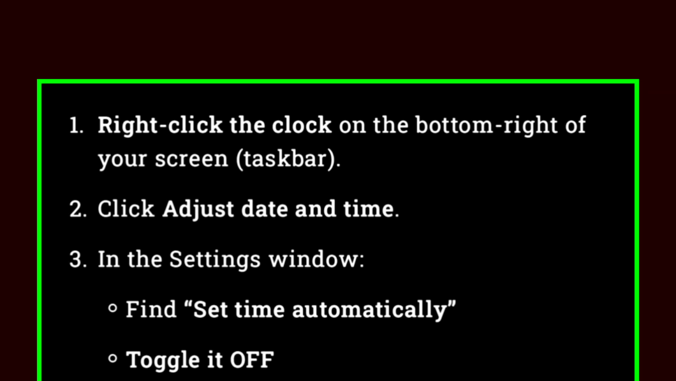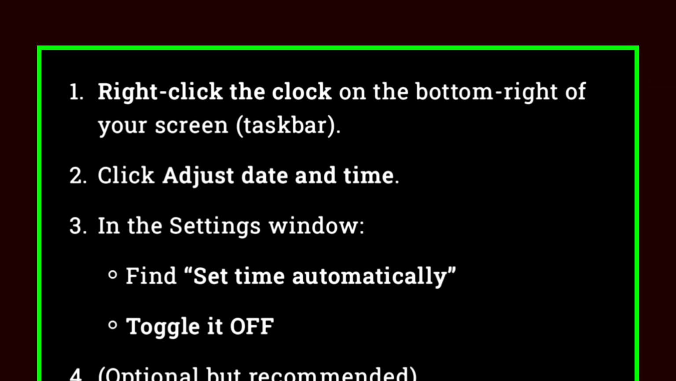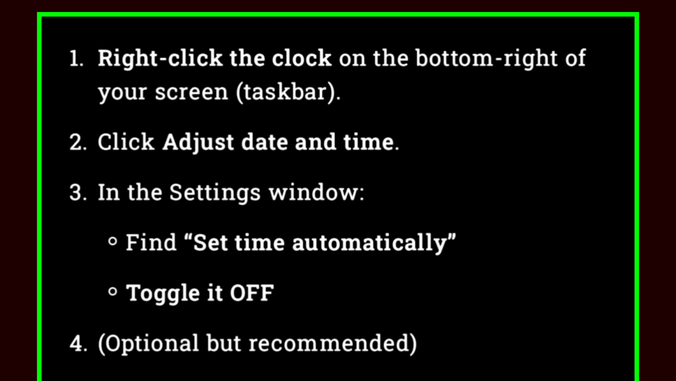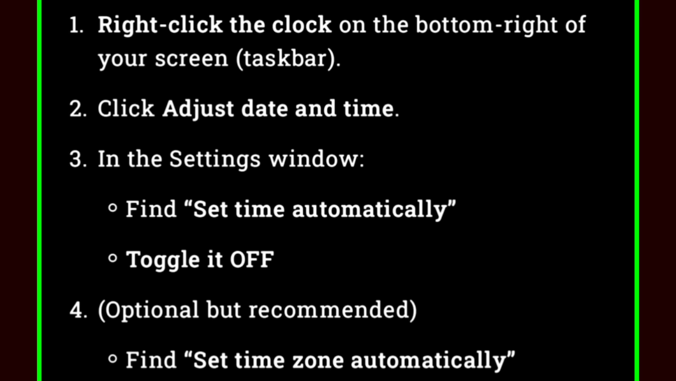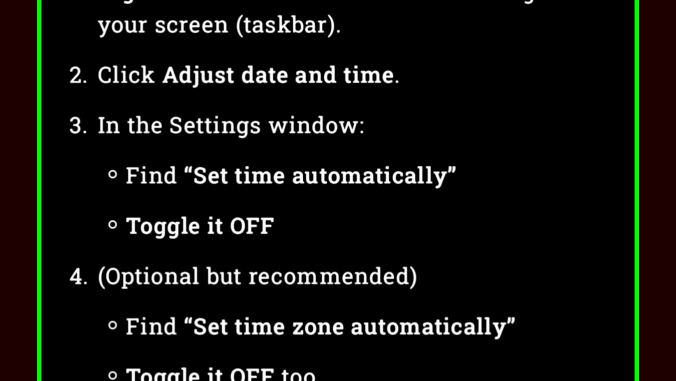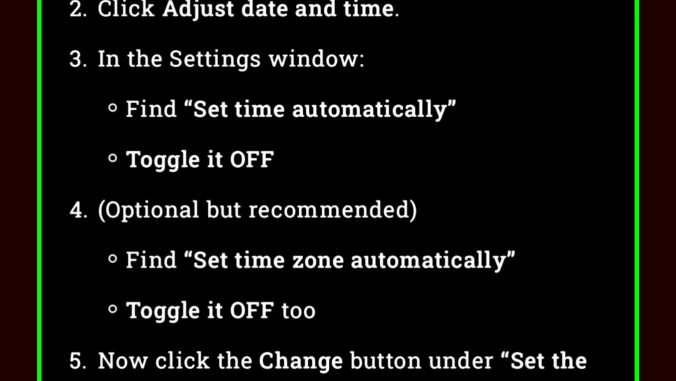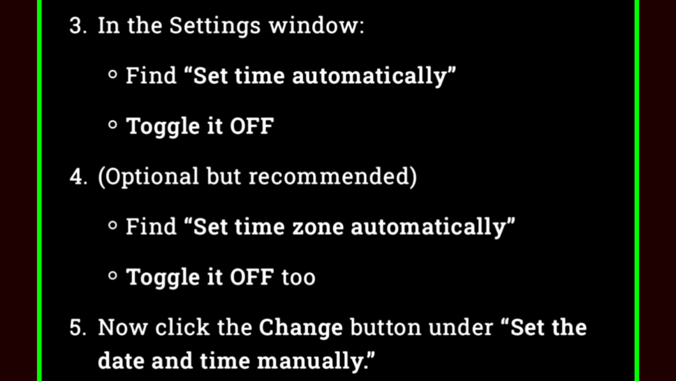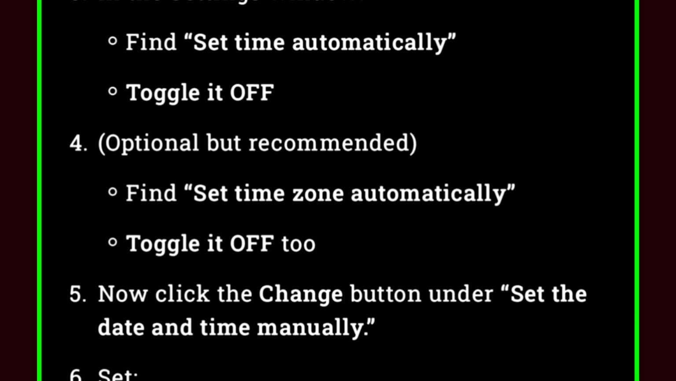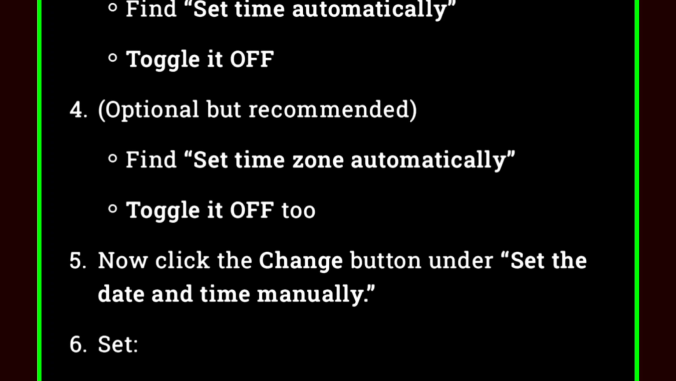First, right click the clock on the bottom right of your screen taskbar. Click adjust date and time. In the settings window, find set time automatically or set time zone automatically, toggle it off.